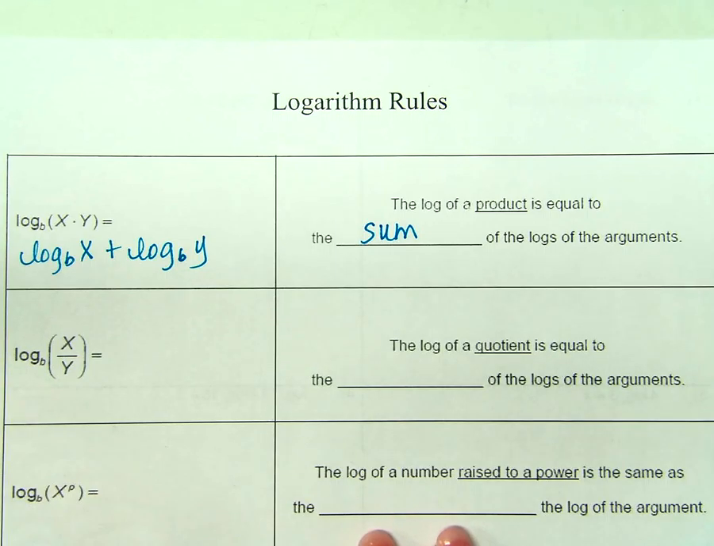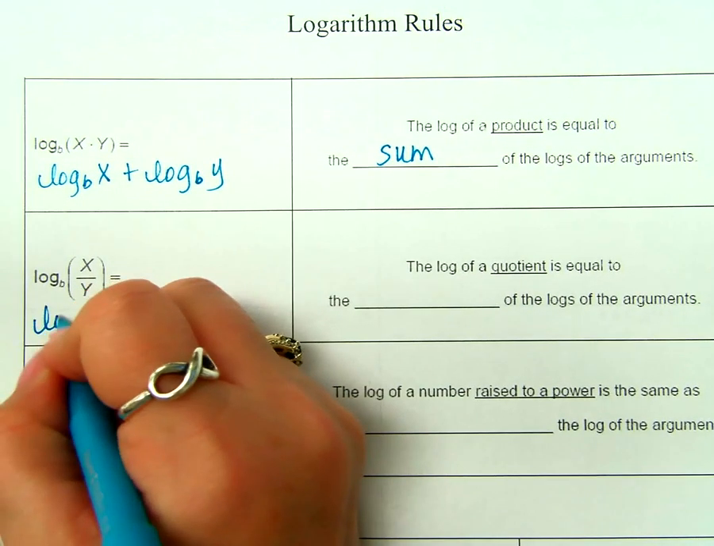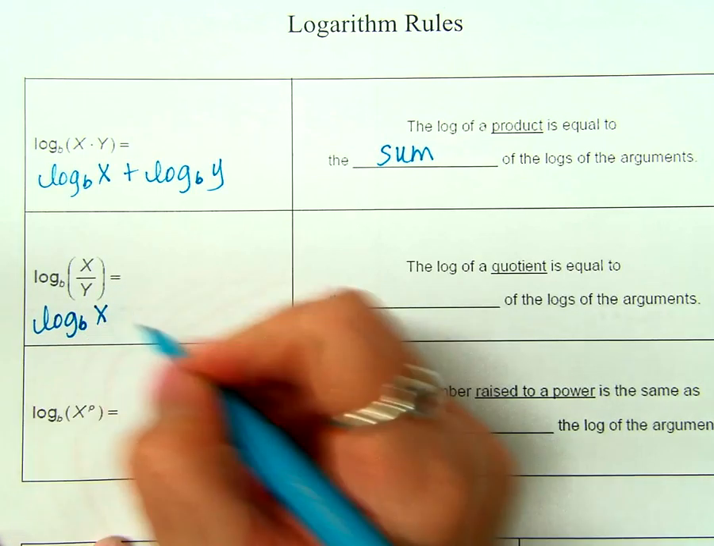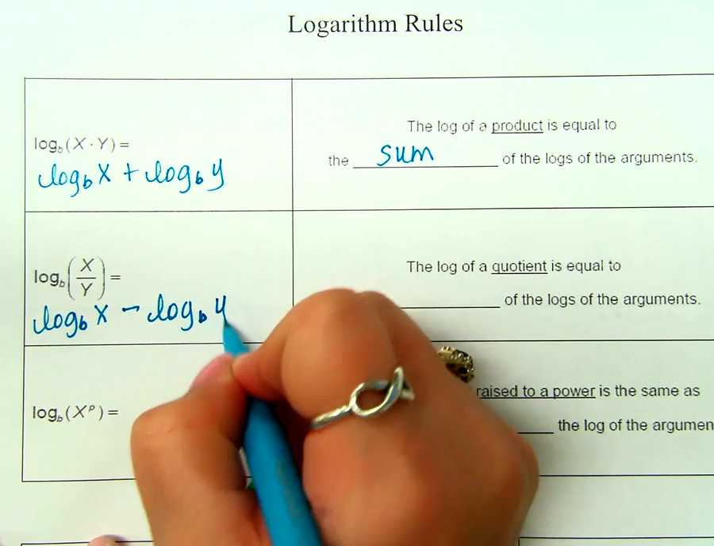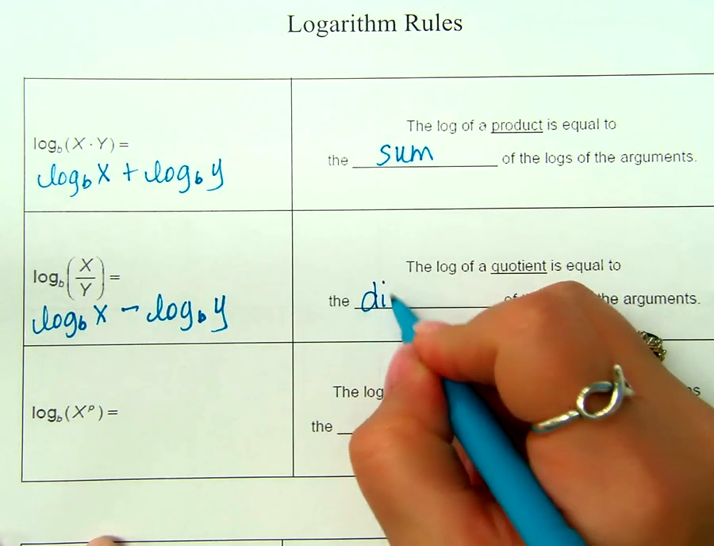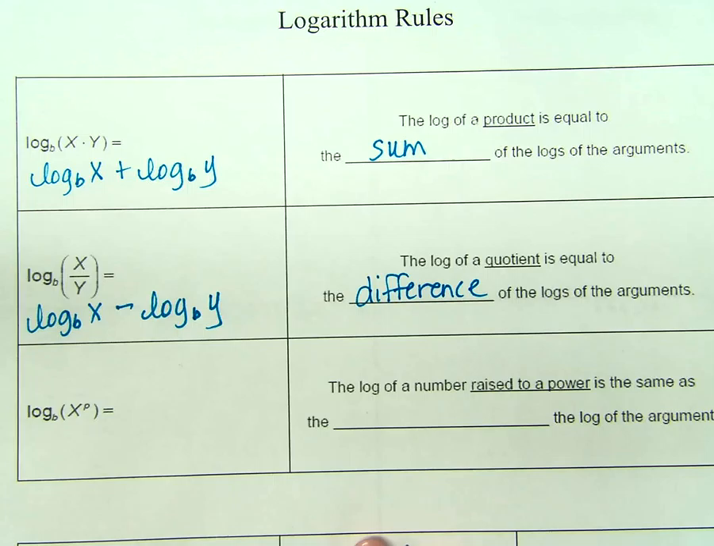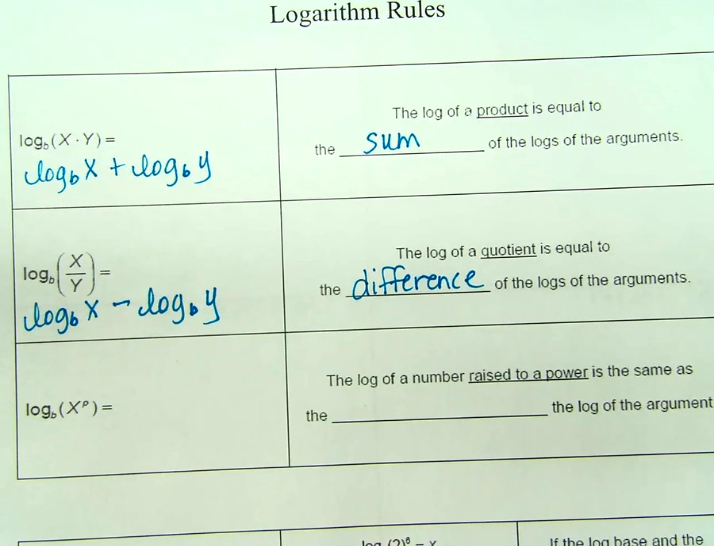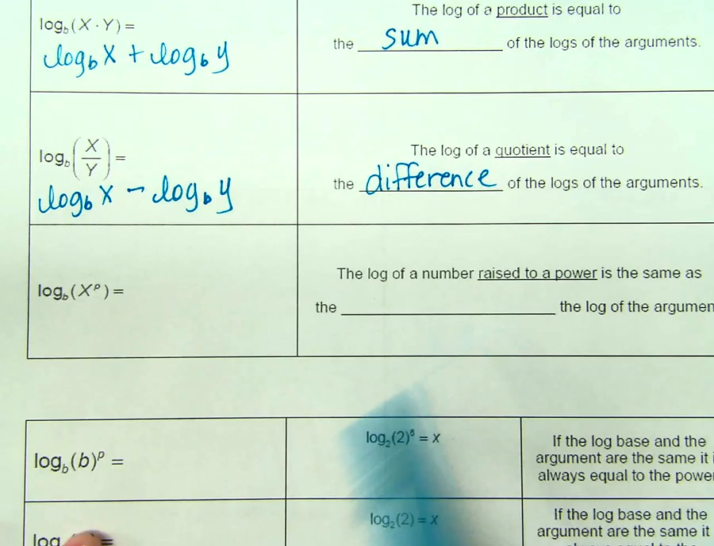Log base b of x over y. That is log base b of x minus log base b of y. So the log of a quotient is equal to the difference. Good. Of the logs of the arguments. Now, what about this last one?